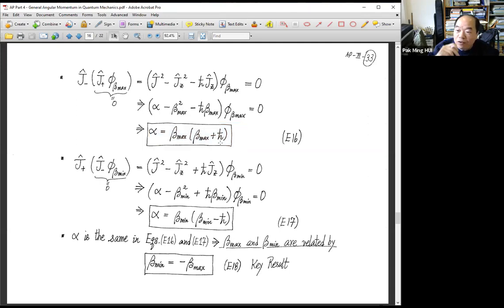Now I can play with the lower end. I also cut it off at the lower end with a minimum state. I operate J plus on it. Same thing. Then I got this requirement. All right. Now you compare this with this. Compare this with this. All right.